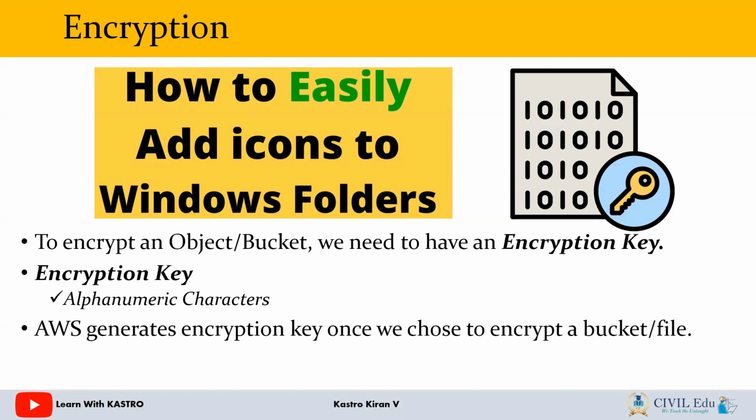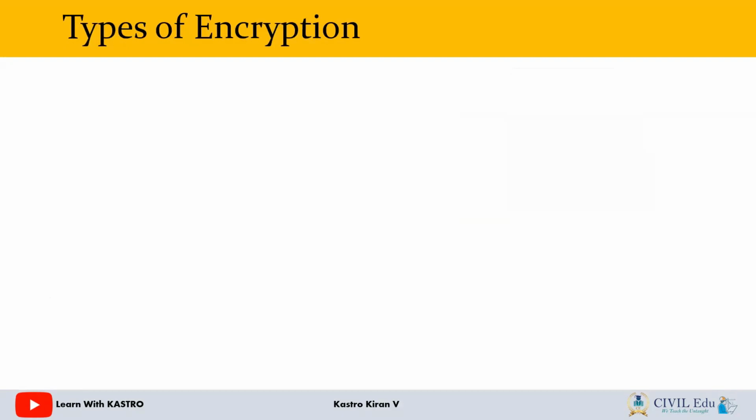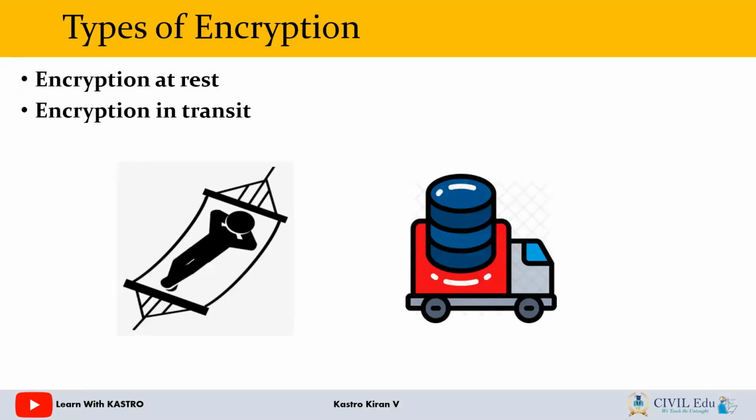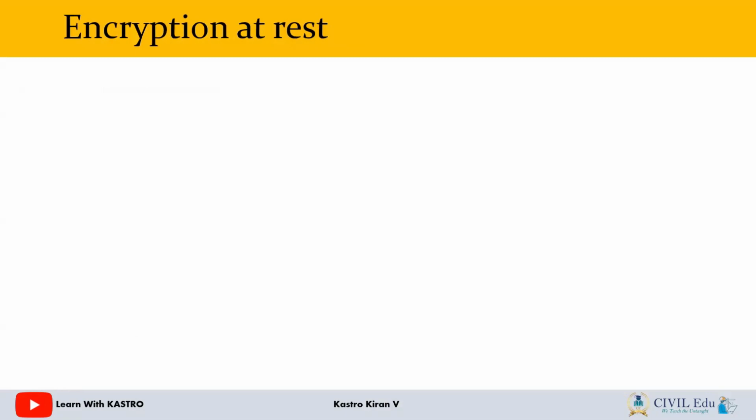To do encryption, it is important to have the encryption key, and this encryption key will contain alphanumeric characters. Now, let us see what are the different types of encryption that we have. In general, we have two types of encryption. The first one is called encryption at rest, and the second one is known as encryption in transit. These are the two general types of encryption that we have. Now, let us understand what is meant by encryption at rest and what is meant by encryption in transit.